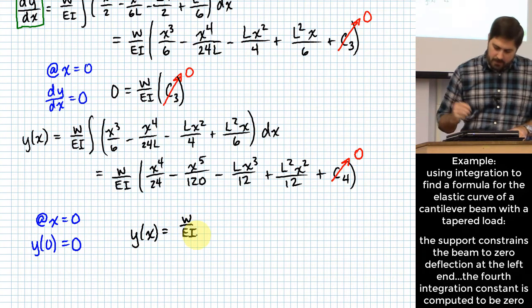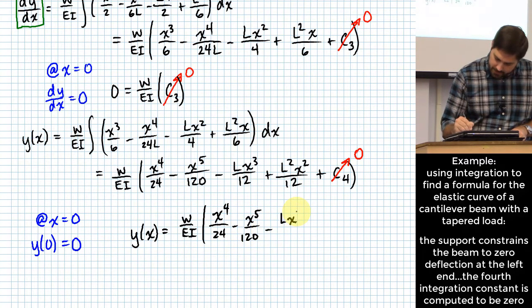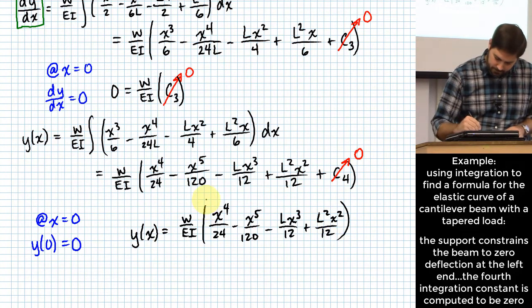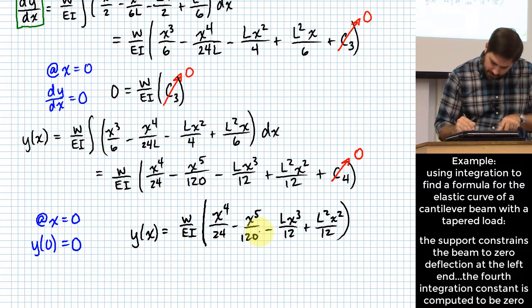Okay. W over EI times x to the 4th over 24 minus x to the 5th over 120 minus L x cubed over 12 plus L squared x squared over 12. Did I lose an L? Oh, yeah, thank you. Sorry about that. I lost this L in this step right here.